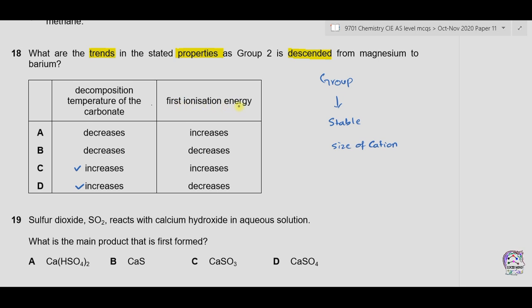Second is the first ionization energy. As we know, in group 2 the size of the element increases down the group. This is because in each period 1 shell is added. The first ionization energy is the removal of an electron from the outermost shell. So when the outermost shell is farther from the nucleus, the ionization energy will decrease. So the first ionization energy decreases down the group. The answer is therefore D.